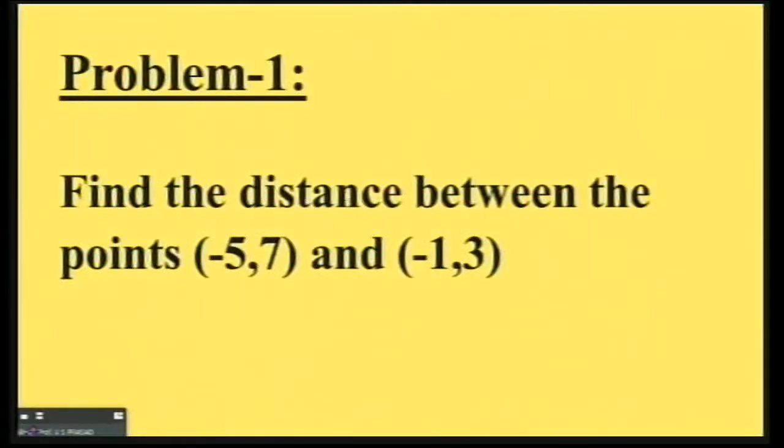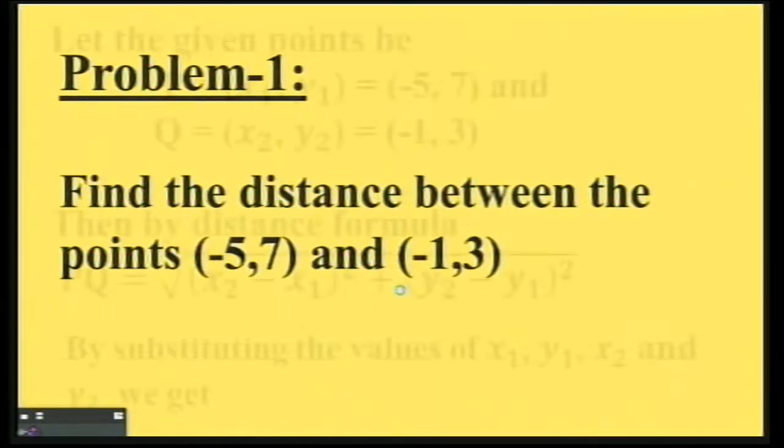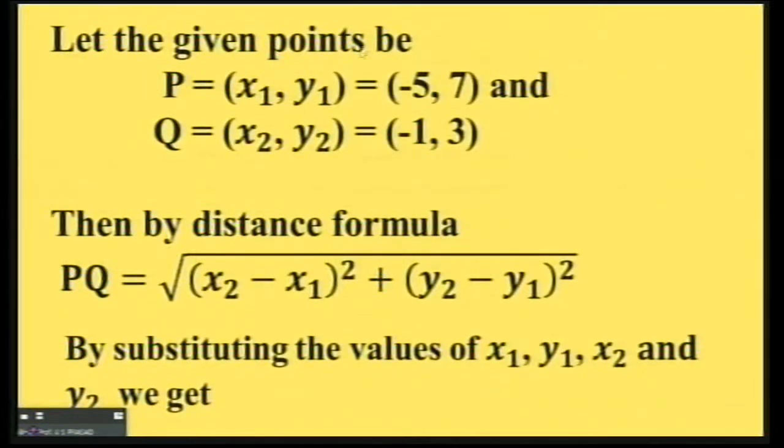Thank you. Let us see the first problem. It's a direct problem, just for the beginning. Find the distance between the points (-5, 7) and (-1, 3). Given points: the first point P, I am taking as (x1, y1) equal to (-5, 7), so x1 is -5 and y1 is 7. And Q, I am denoting as (x2, y2), that is (-1, 3), so x2 is -1 and y2 is 3.